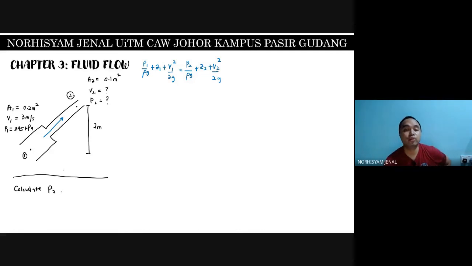The first thing you need to do is find out what are the things that you have in the study. For example, pressure 1 is given, so good. Z1 and Z2, we know the elevation, so we know the answer for this one. V1 is also given, great. What we don't have is P2 and also V2. So these 2 are the ones that we need to solve.